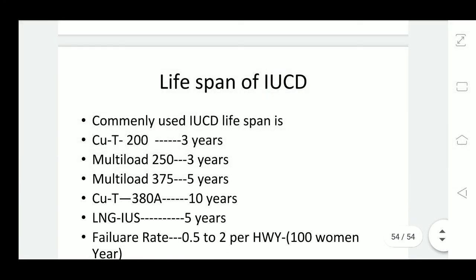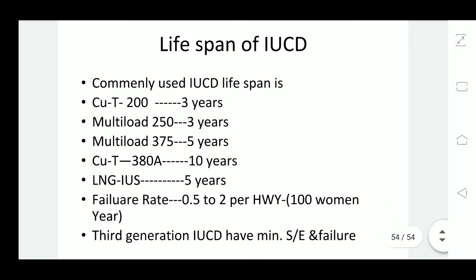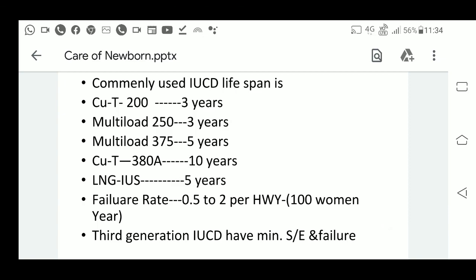Lifespan of IUCD. Commonly used IUCD's lifespan: copper T 200 is 3 years, multiload 250 is 3 years, multiload 375 is 5 years, copper T 380A is 10 years, and LNG IUS is 5 years. As the amount of the copper or the surface area of the copper increases, the lifespan of the IUCD increases, and also the failure rate is reduced with increasing amount of copper.